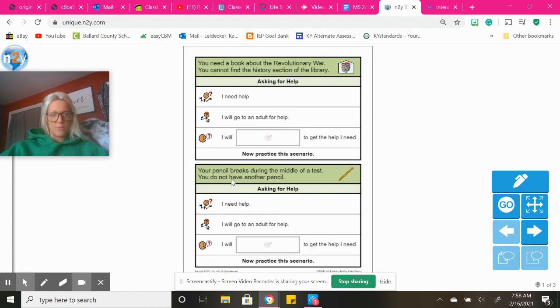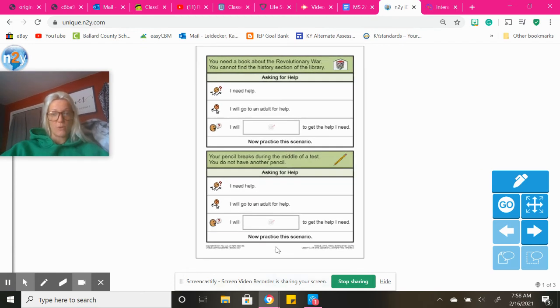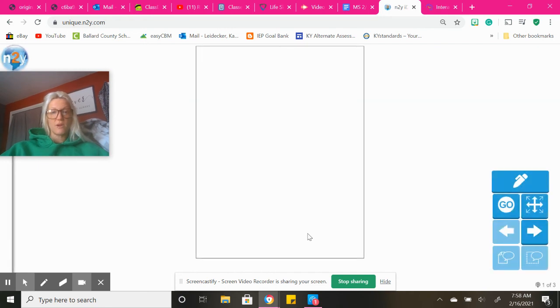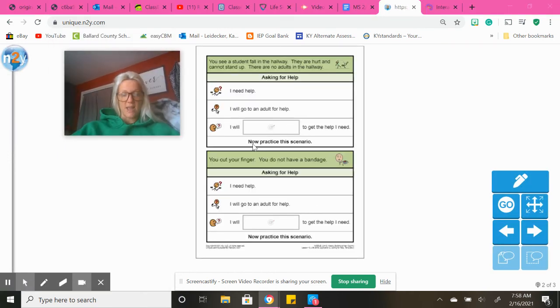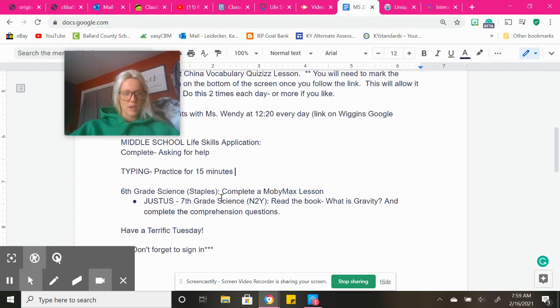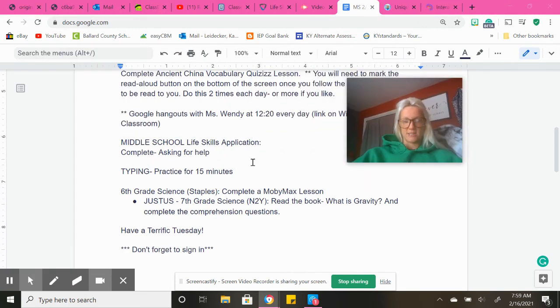Here's another situation. Your pencil breaks during the middle of a test. You do not have another pencil. What do you do to ask for help? So knowing first that you obviously need help because you need another pencil for your test. Knowing that I need to go ask for help. And then what will you do to get help? So if we were in class, we would be practicing these scenarios. It says now practice this scenario. So in school, we would be working through these together. So I want to see how you guys would ask for help under certain situations. Okay, so that is your middle school application, asking for help.